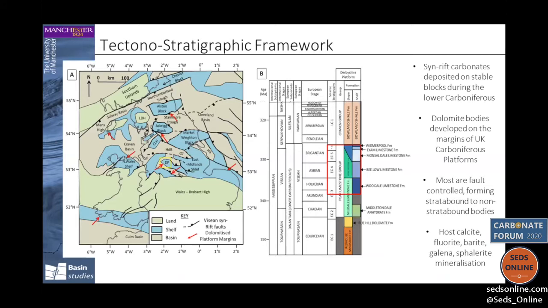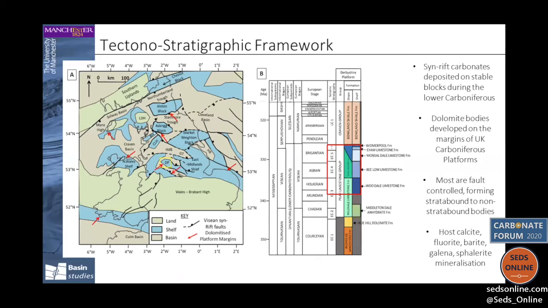So in this slide we can see a tectono-stratigraphic map of the UK in the Carboniferous. On the left hand side in A, we can see the carbonate platforms, which are in the blue, and the basins, which are in the grey. These thin rift carbonates were deposited on the stable blocks during the Carboniferous, during the Bacian, which is in the Mississippian, and on B we can see that development of the carbonate platform of the Derbyshire platform was from EC3 to EC6.